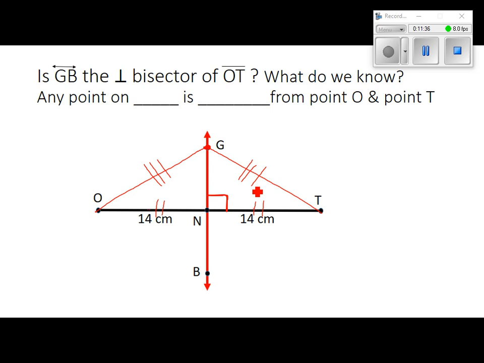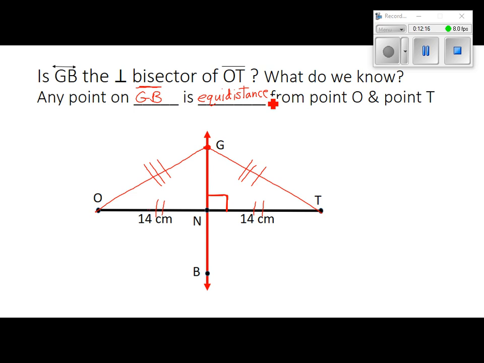So this says any point on, what are we putting points on? GB, segment GB, it could be line GB, doesn't really matter, it could be ray GB if you want to name it ray. It is blank from point O to point T. Close. We're going to use this big word: equidistant. If you wrote same distance there, maybe Joseph doesn't like equidistant, he just wants to put same distance, who cares? Same thing.